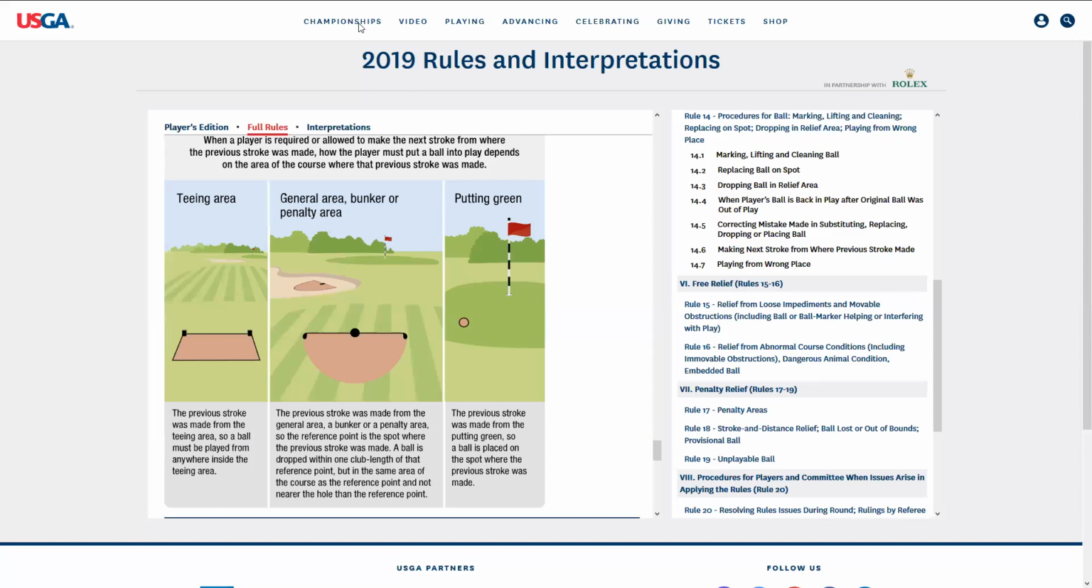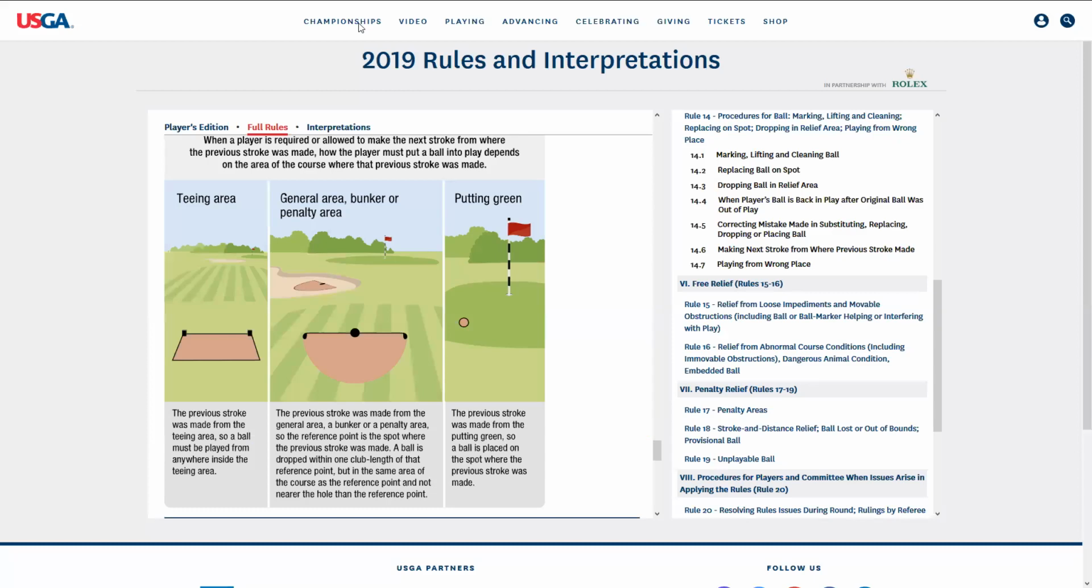All right, second panel. General area or bunker. So let's take the general area. Looks like the person is in the middle of the fairway. He hits his ball and he hits it out of bounds. What does the player do? He goes back to where his previous stroke was made.